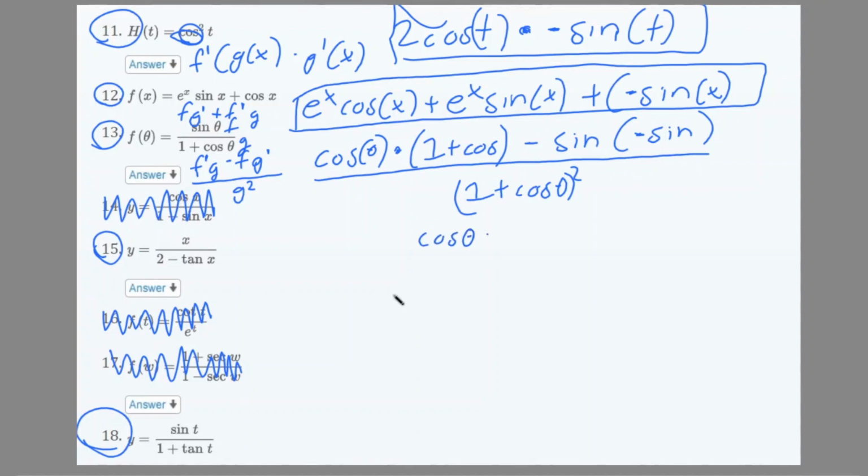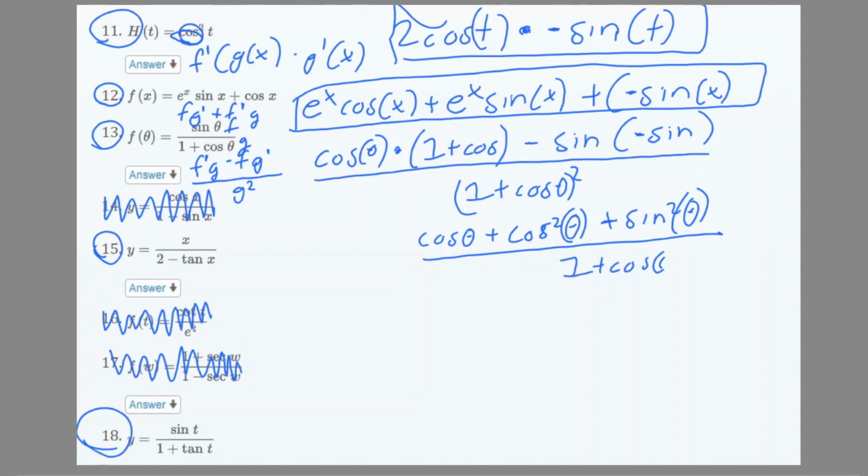Now if we simplify all that together, we would get cosine theta plus cosine squared theta minus, that would be minus negative, or rather plus sine squared theta over 1 plus cosine theta squared. And then the bottom, usually we don't need to simplify it out because it would not help us in deriving the answer, so we just leave it like this.